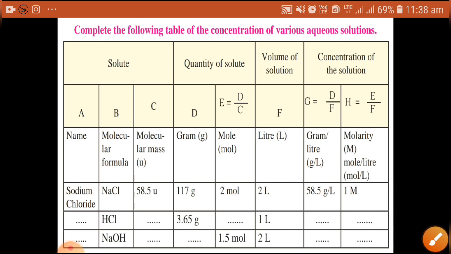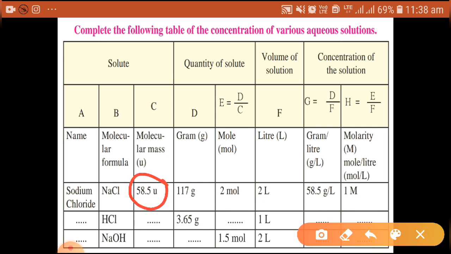Now molecular mass. Molecular mass is nothing but the sum of atomic masses of the atoms present in a compound. Sodium atomic mass is 23, and chlorine is 35.5. After adding these you get 58.5, that is the molecular mass of NaCl. We have already seen how to find molecular mass.